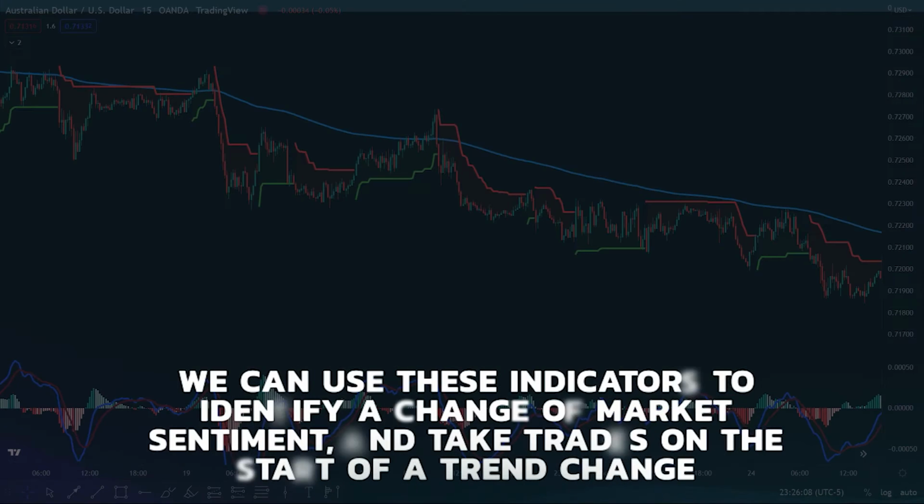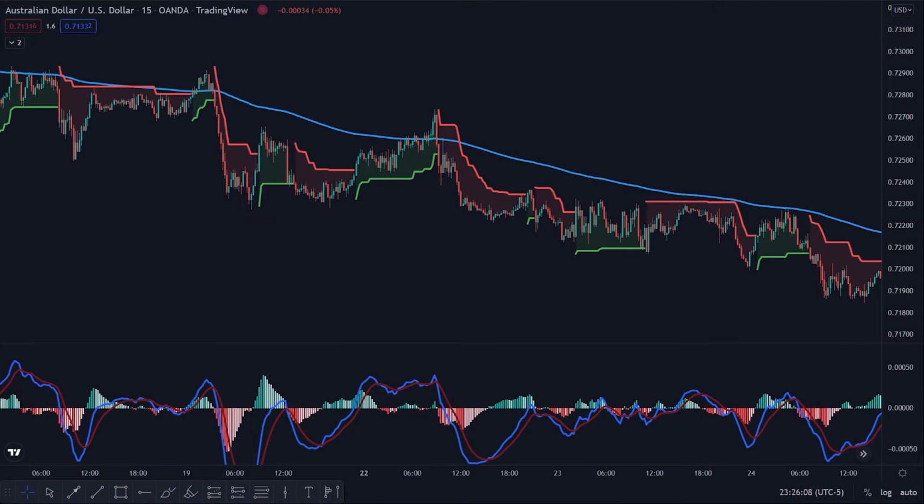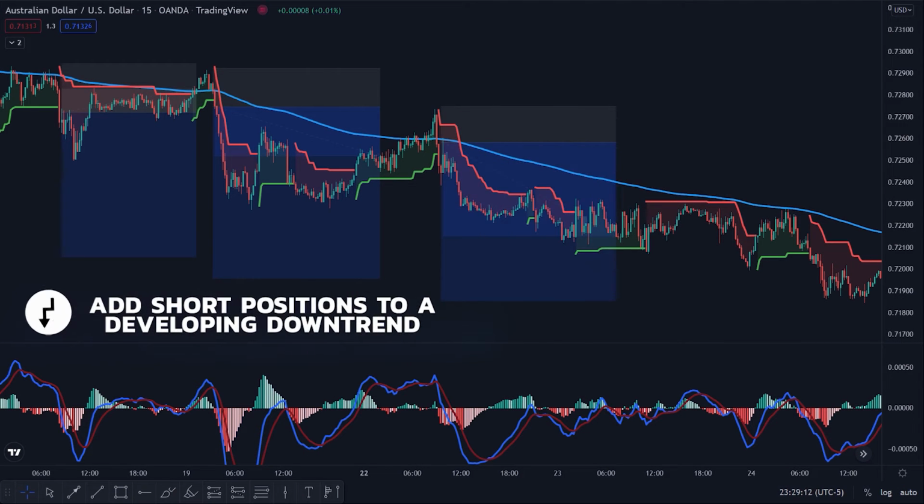Keep in mind we can use these indicators to identify a change of market sentiment and take trades at the start of a trend change. But we can also trade with the trend we currently are in and add short positions to a developing downtrend.